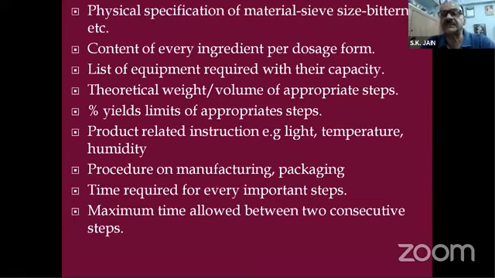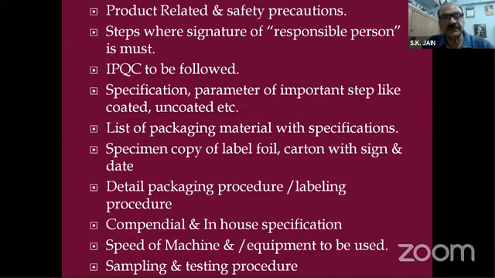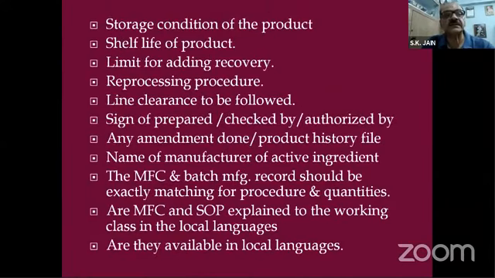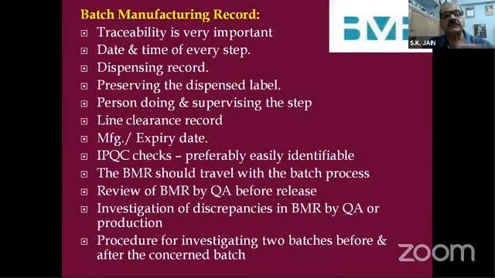Specifications of the material, sieve size, weights, all these must be mentioned. Each and every step of the production of that particular formulation should be mentioned in the MFC, right? So these are the different specifications that we must put in the MFC card, right? And this card will be used by the person who is involved in the manufacturing of that particular formulation. So these are the different aspects, and then batch manufacturing record.